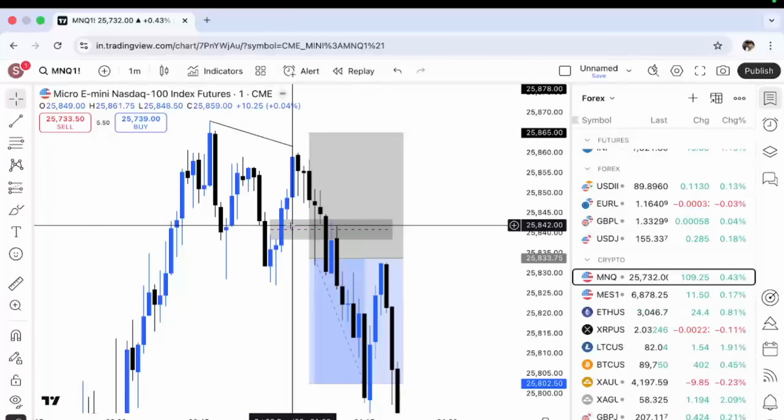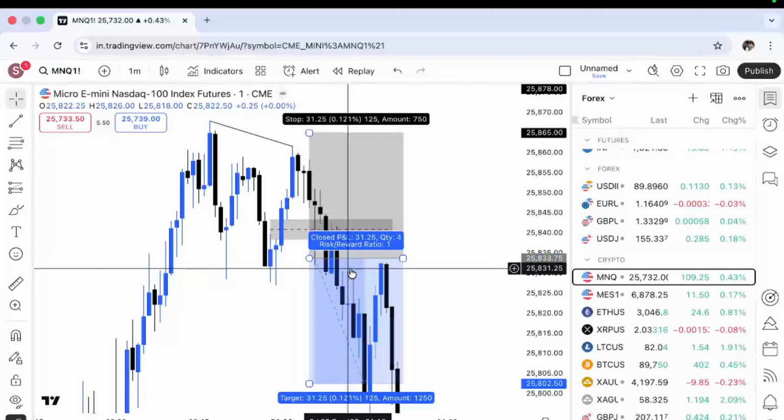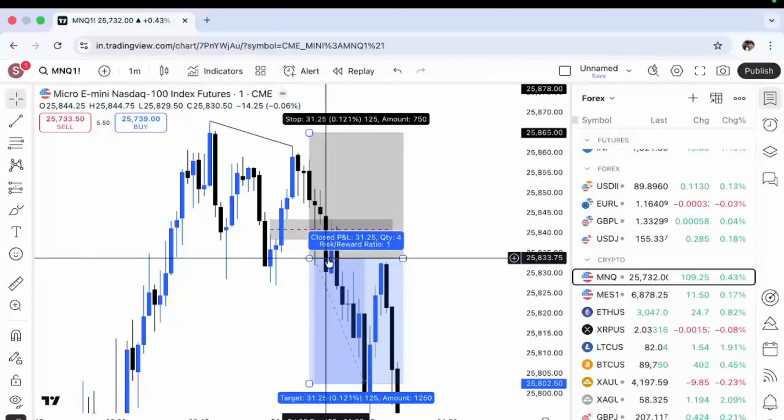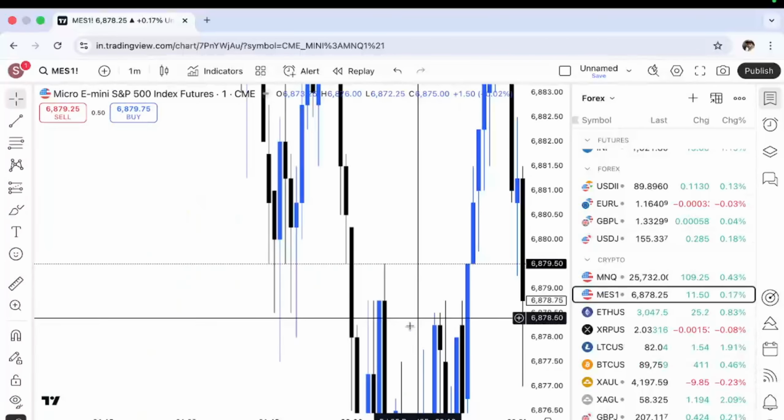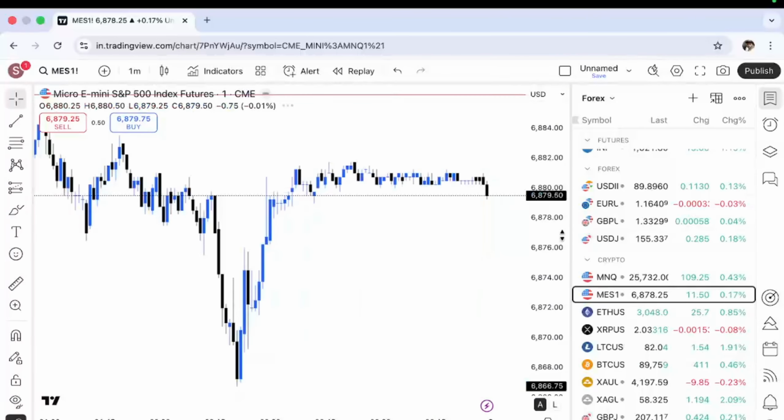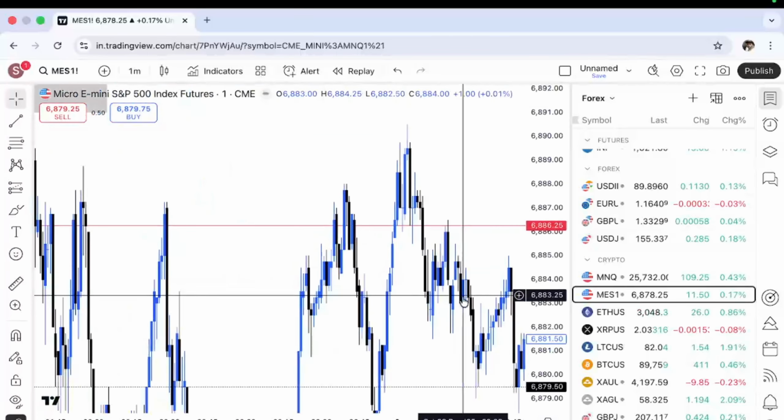We have this fair value gap, and as you can see, we inverse this gap, so I went out on an inverse fair value gap. Same on ES. ES was making higher highs and higher lows, but Nasdaq didn't. I will show you.